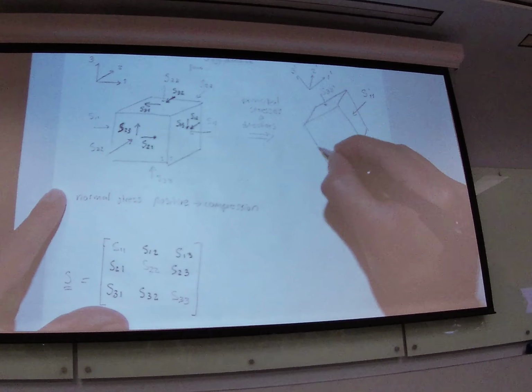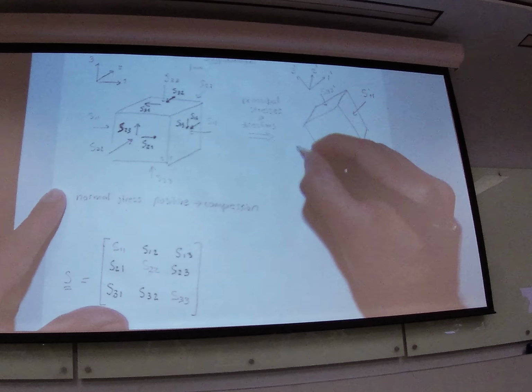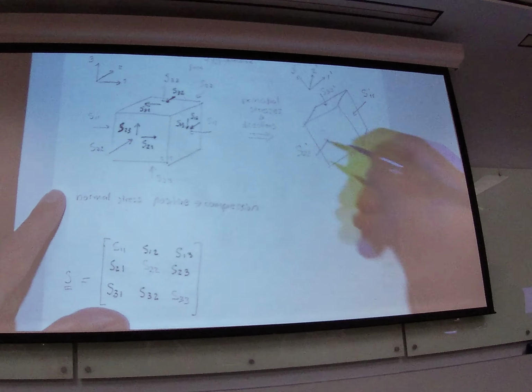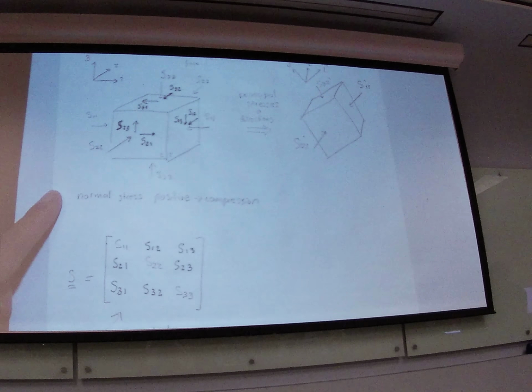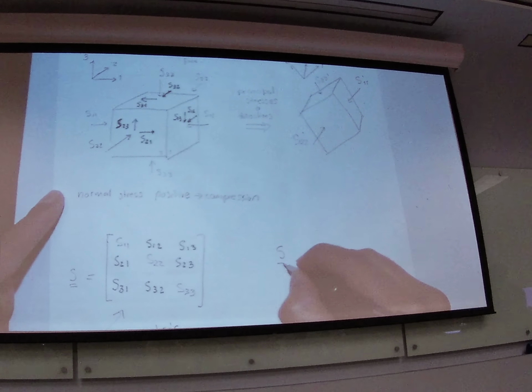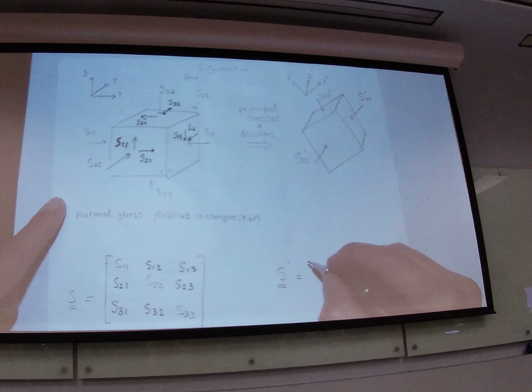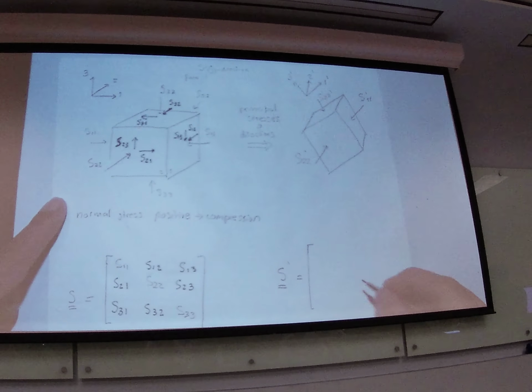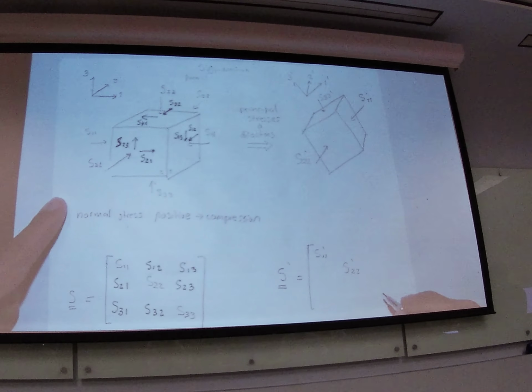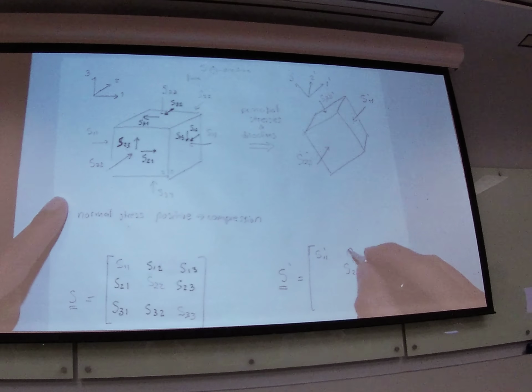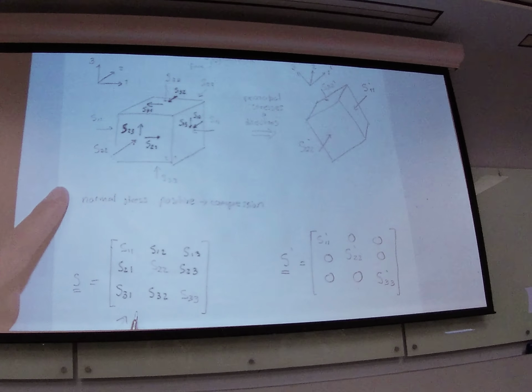and these are going to be called the principal stresses. And if I write now this stress tensor in this new coordinate system, it's just going to be S11 prime, S22 prime, and S33 prime, where these numbers are not going to be the same as the numbers I have over here.